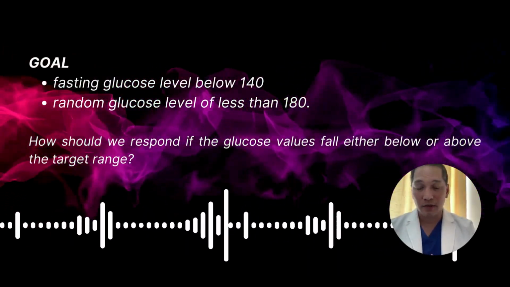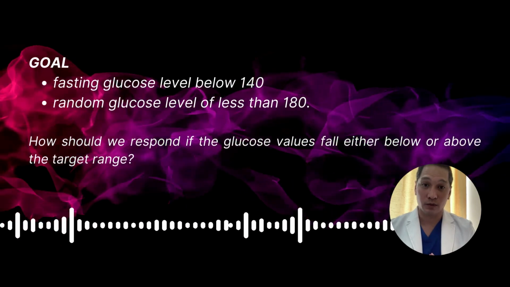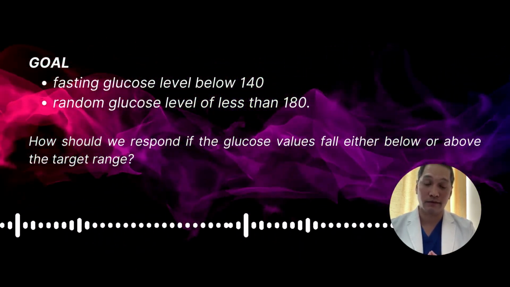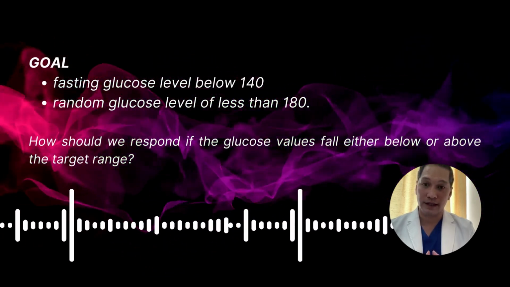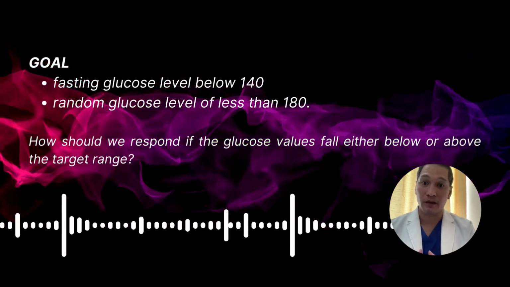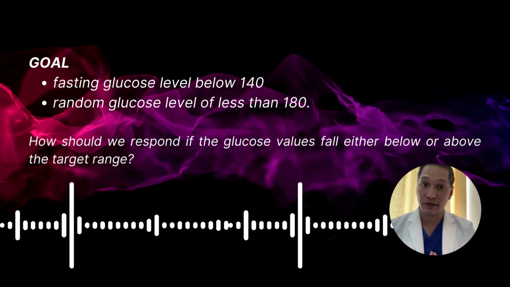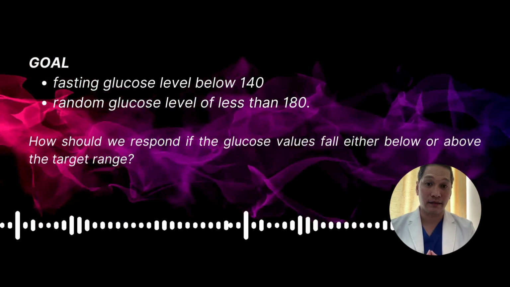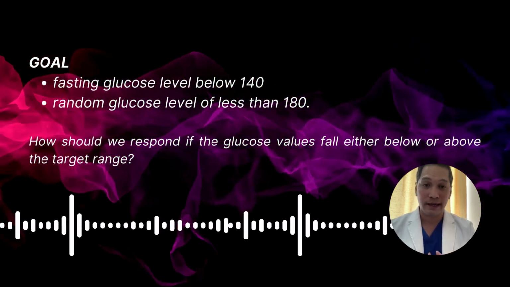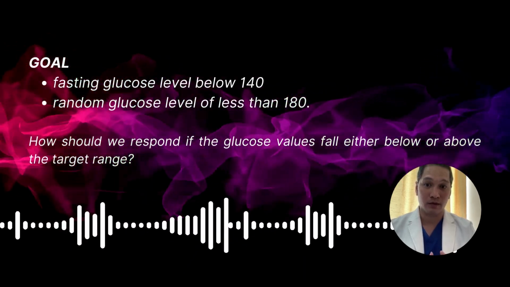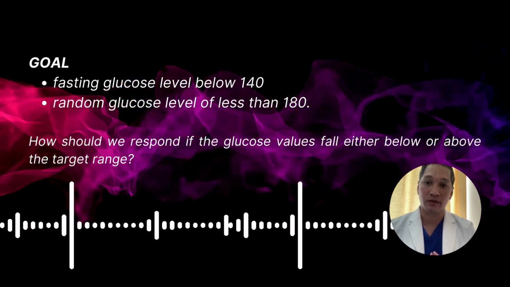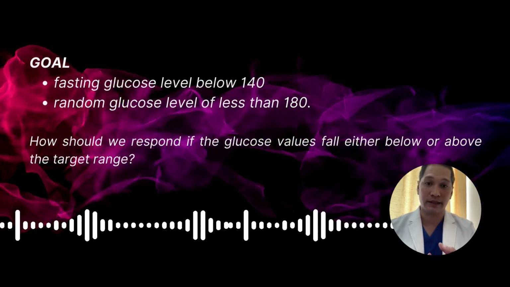Now that we have established an insulin regimen, we have to have a glucose goal. Generally, our aim is to achieve a fasting glucose level below 140 and a random glucose level of less than 180. How should we respond if the glucose values fall either below or above the target range? If the morning glucose reading is elevated, the appropriate action will be to raise the dosage of basal insulin. In the case of a high pre-meal glucose value, consider increasing the bolus insulin dosage for all 3 meals or solely for the meal preceding the reading.